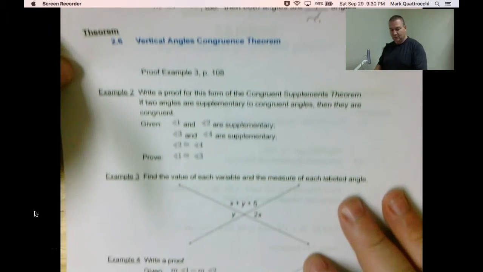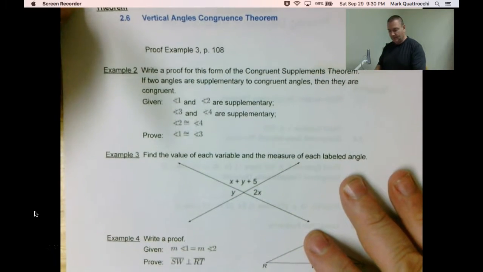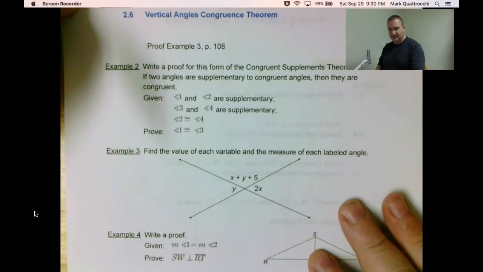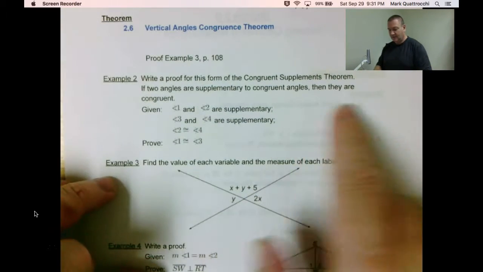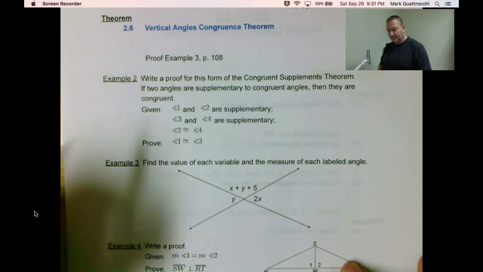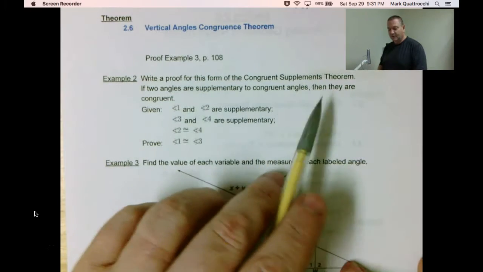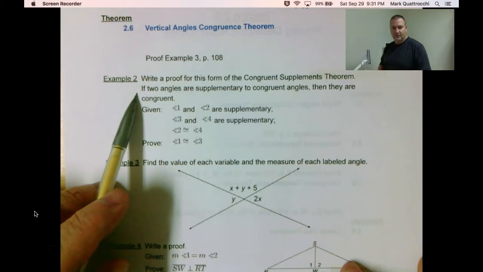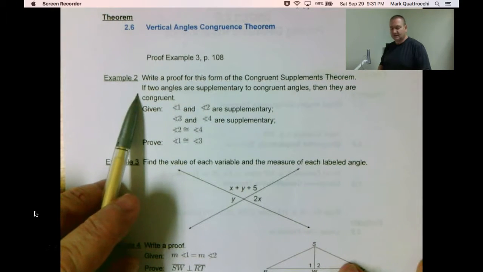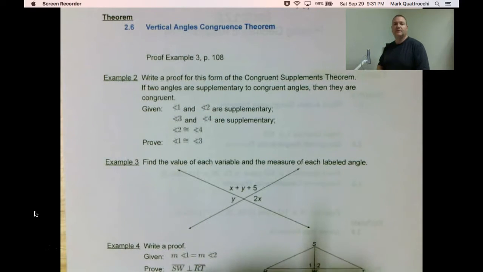Okay, example 2. I think I can fit this in here. I won't have to go to a separate piece of paper, which I've already done for the other proofs. We're going to write a proof for this form of the congruent supplements theorem. This isn't the form that the book presents our congruent supplements theorem in, but it's exactly the same, just worded a little differently. If two angles are supplementary to congruent angles, then they are congruent.